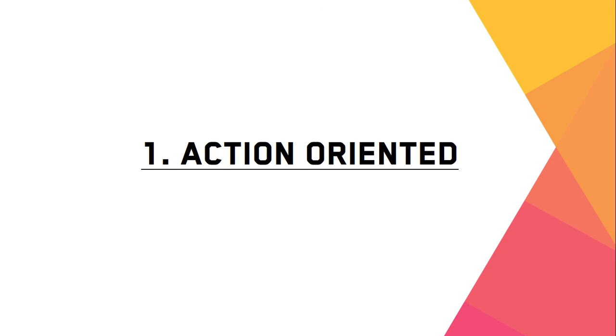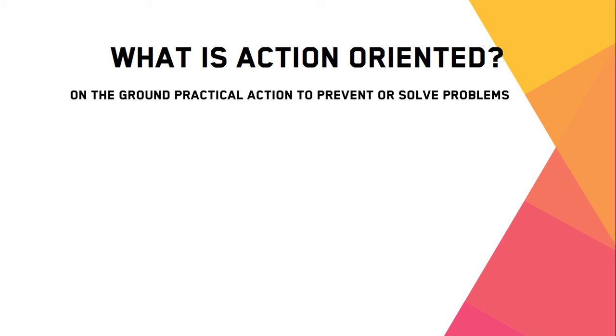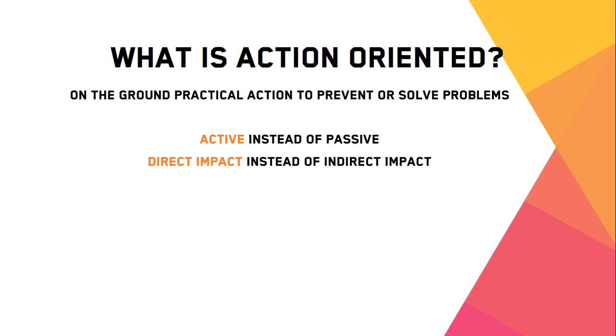So that was the first action plan criteria point. And now I would like to take you to the second one, which is that an action plan should be action-oriented. So what does this actually mean? What is action-oriented? It's about on-the-ground practical action to prevent or solve problems. It's about being active instead of passive. About having a direct impact instead of an indirect impact. And it's about doing stuff and not only talking about it. So that is the essence of an action plan being action-oriented.